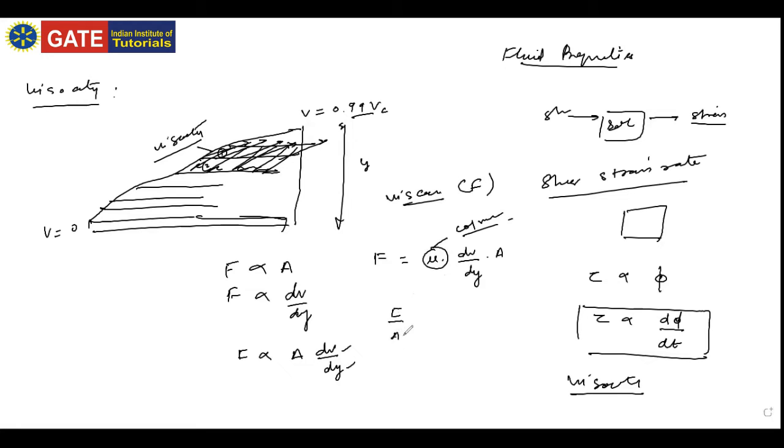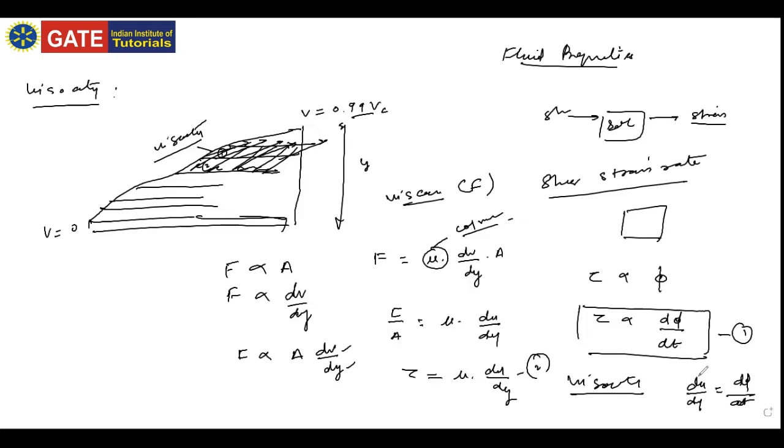is equal to mu times du by dy, where F by A can be represented as shear stress. So shear stress is equal to mu into du by dy. If I relate term number one and term number two, what I am getting is that du by dy is nothing but the shear strain rate. So this du by dy is nothing but the shear strain rate happening over there. In numerical terms, these both values are equal.